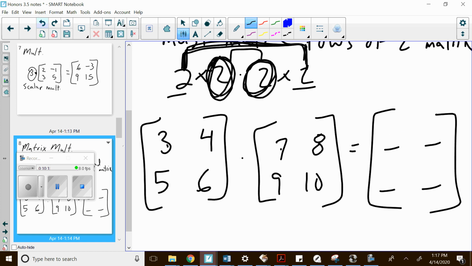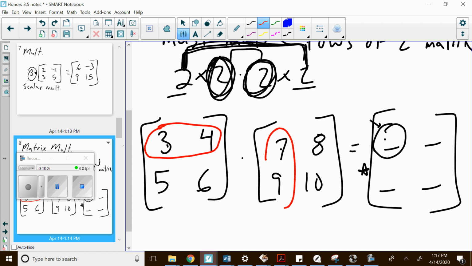I'm going to back this up. Okay. What you do is to find this element. This element is in the first row and the first column of our resulting matrix, right? First row, first column. So here's what you do. You combine the first row here with the first column here. Okay? And here's how you combine them.